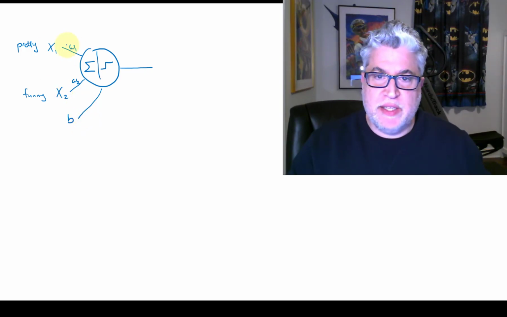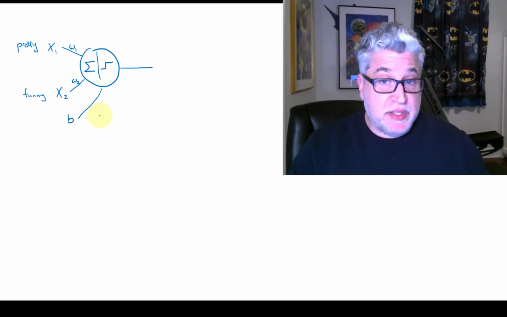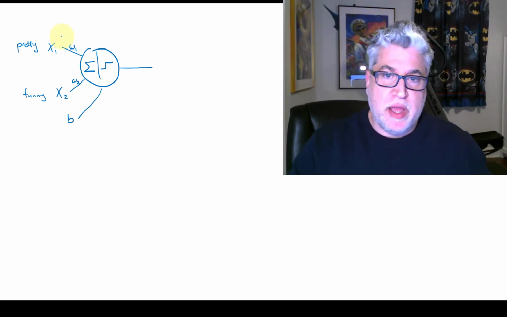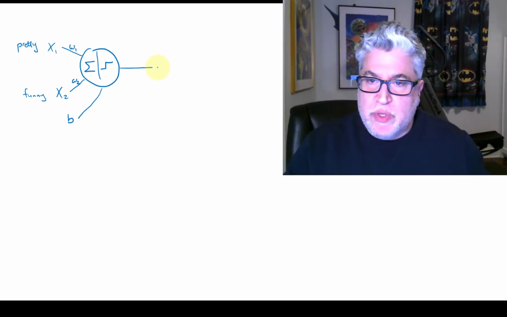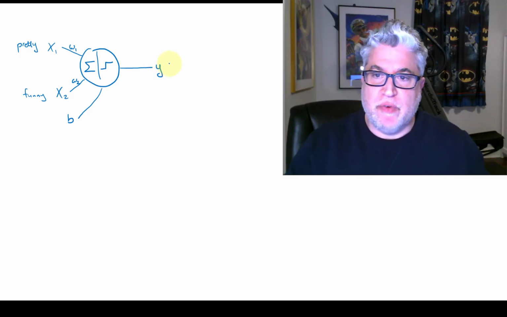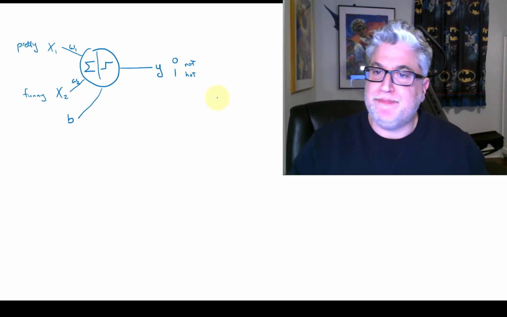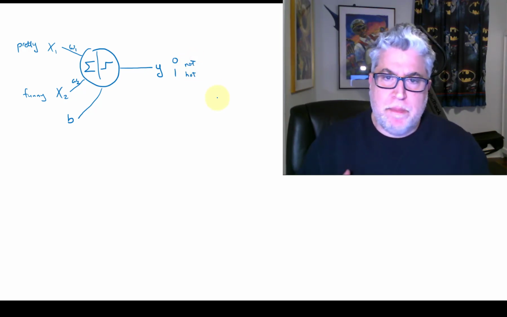And if our weighted sum plus our bias was bigger than 0, or if the weighted sum was bigger than or equal to the negative bias, then we would spit out a particular value for y, which is either a 0 or a 1, right? Or hot or not hot. So that was the basic building blocks of our model.